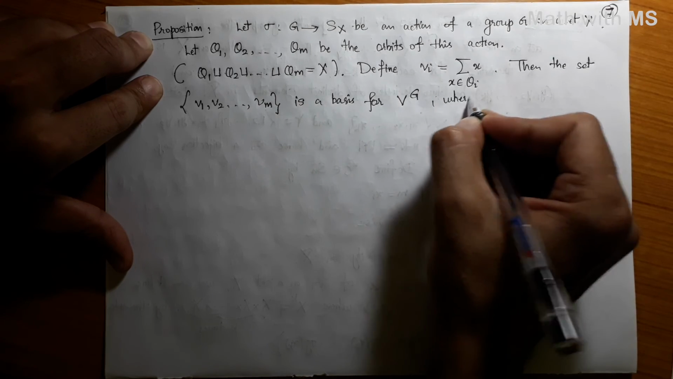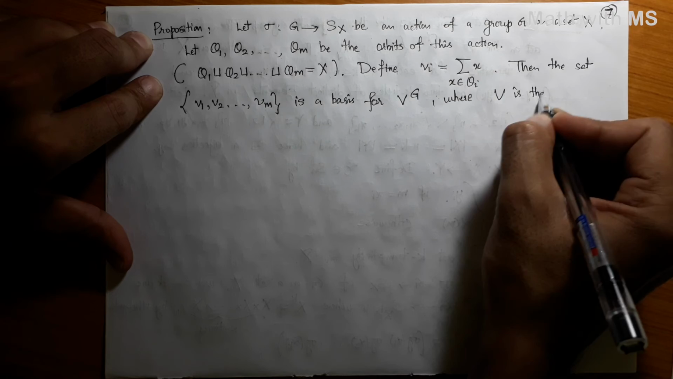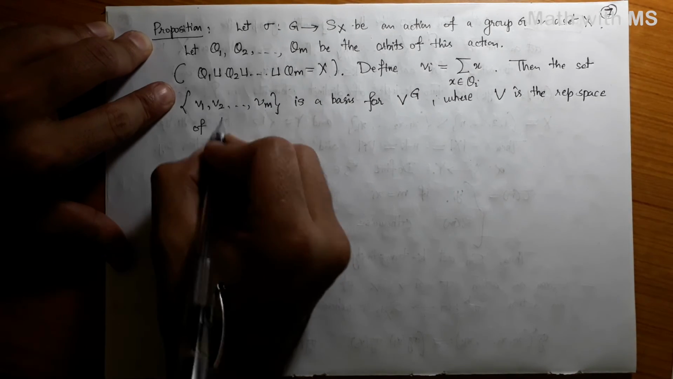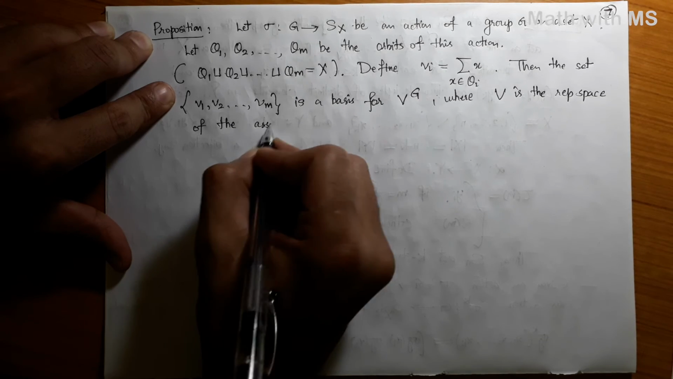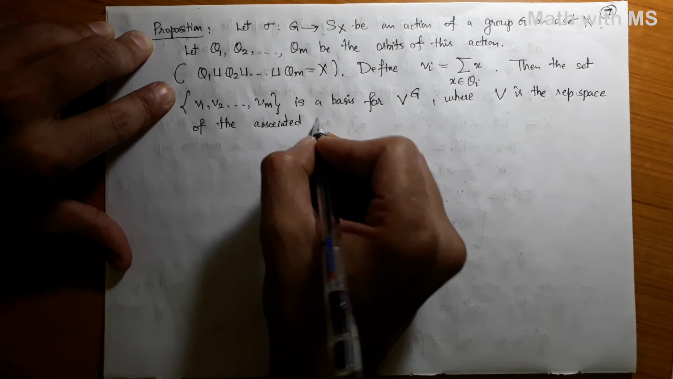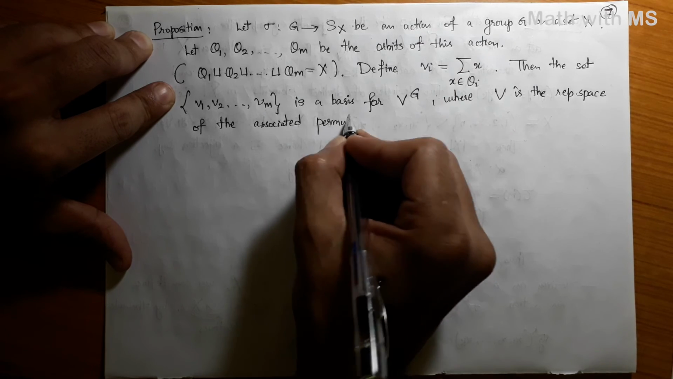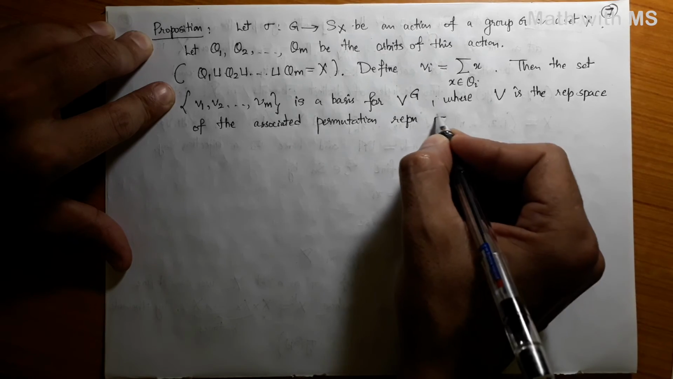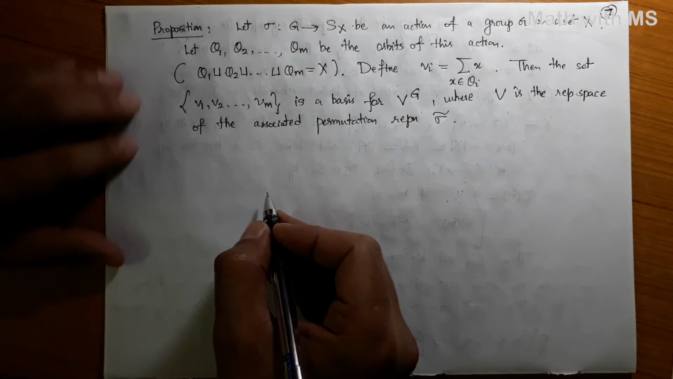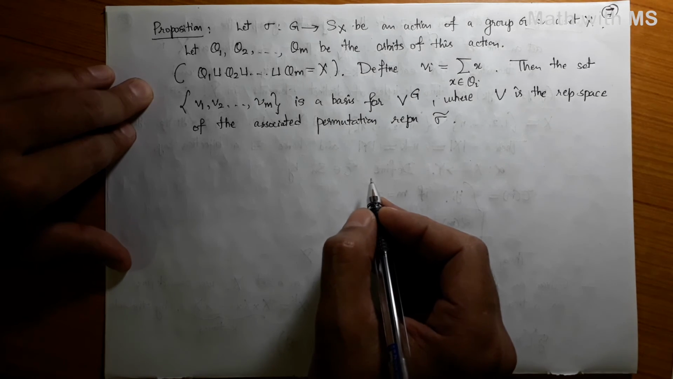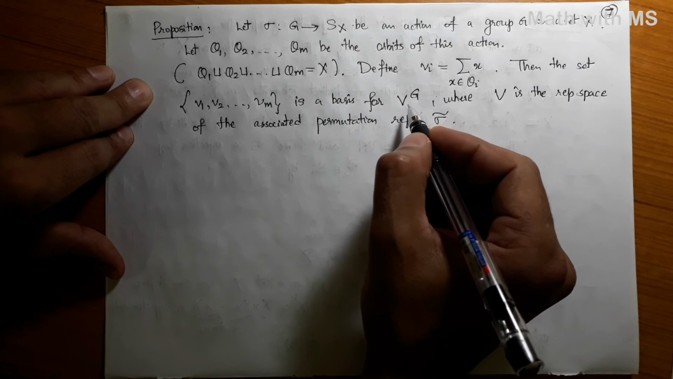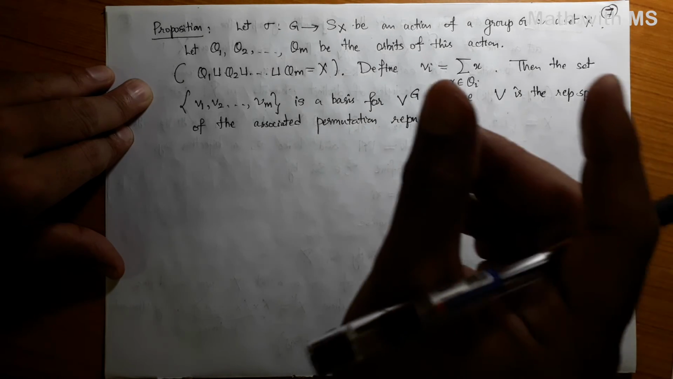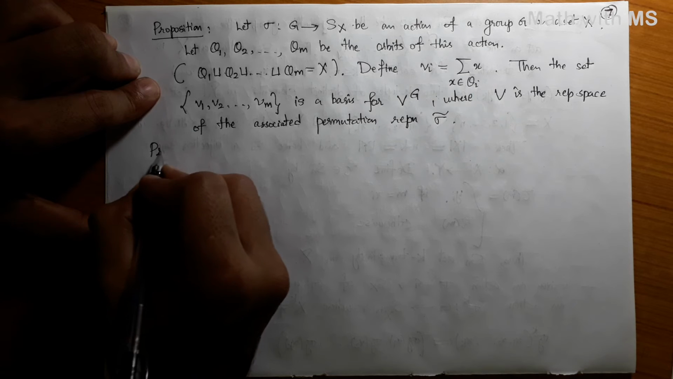where V is the representation space of the associated permutation representation sigma tilde. In particular, in this case it implies that the dimension of the fixed point space of a permutation representation is the same as the number of orbits of the group action. So let's prove it.